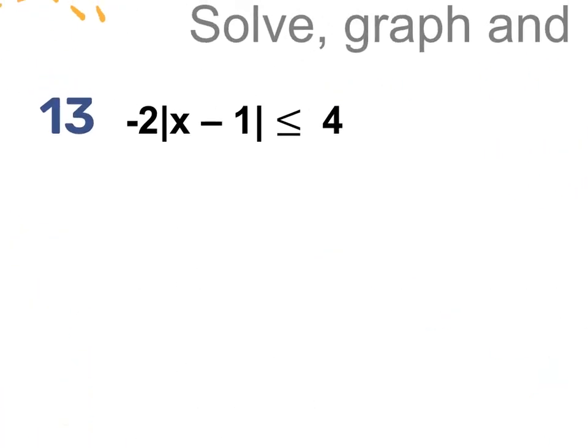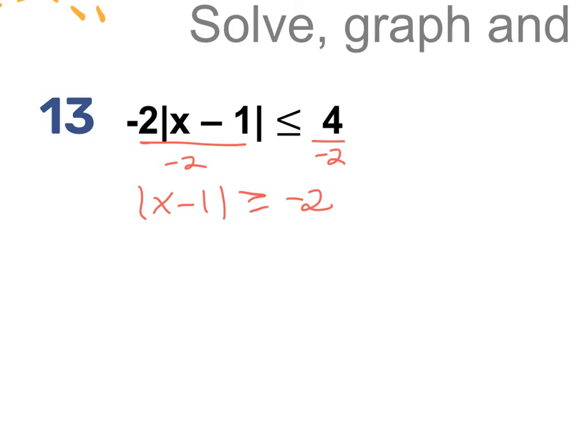So again, my first step is to isolate the absolute value. So I'm going to divide both sides by negative 2. And I got to reverse.